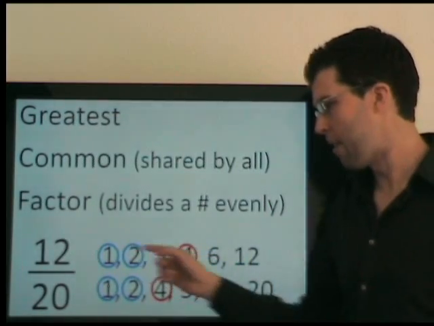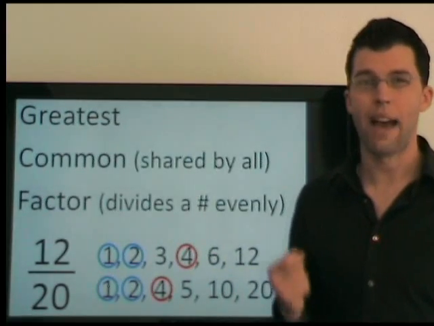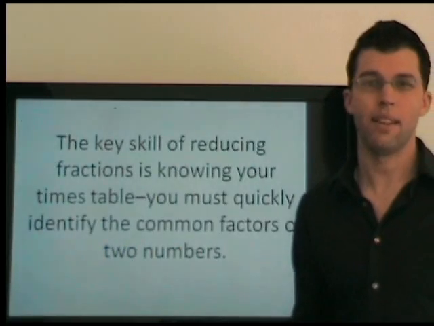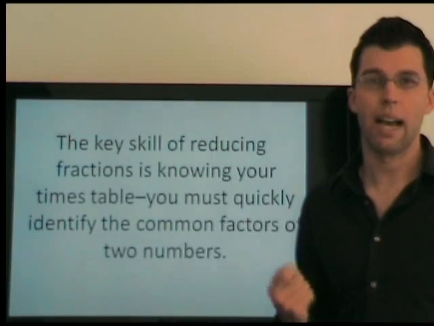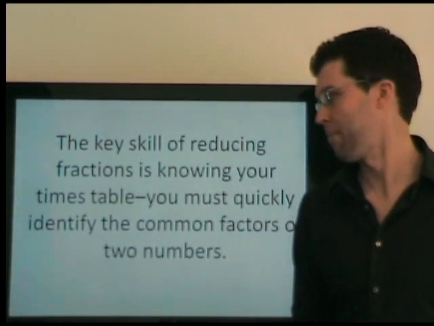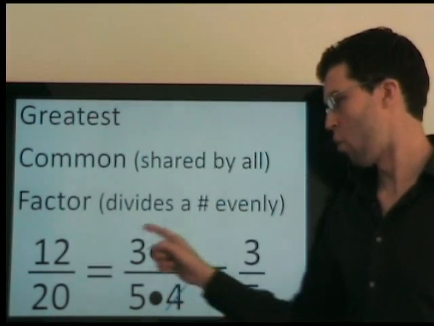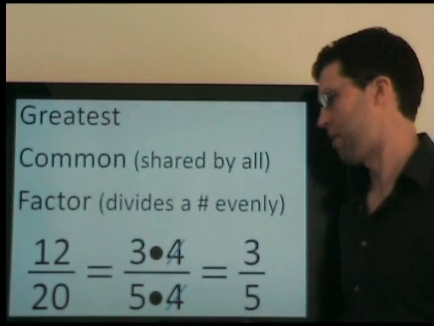So as you can see, the fundamental skill here that you need to have is to be able to identify the factors of a number. And what that means is you really just have to be good at your times tables. And that's not something that I can just tell you. You just have to practice. Okay? So we factor and cancel the 4. What's left is our answer.